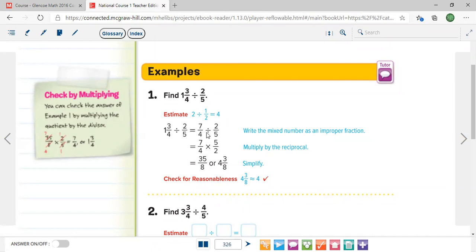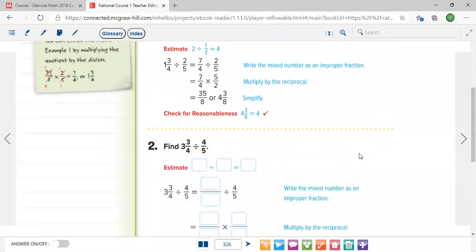7 over 4 divided by 2 over 5. So 7 over 4 is the same. Division will be multiplication, and we find the reciprocal of 2 over 5, which is 5 over 2. Now you multiply numerators, then you multiply denominators, which will give you 35 over 8. Also, 35 over 8 is an improper fraction, so you transform it into a mixed number. It will be 4 and 3 over 8. This is what it is all about.